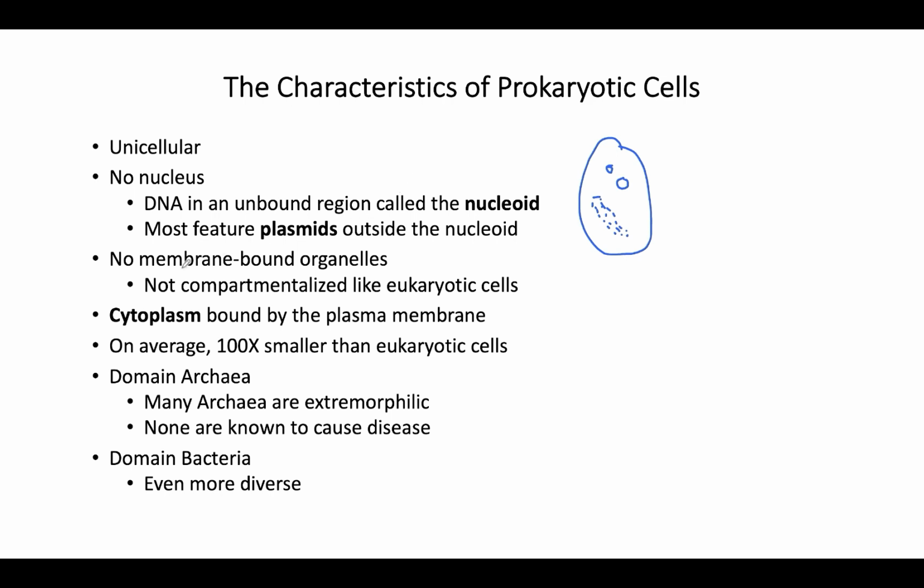Prokaryotes do not have membrane-bound organelles, no compartmentalization like eukaryotic cells. The cytoplasm is bound by the plasma membrane. So this outline is the plasma membrane, and inside is just all cytoplasm. There is no nucleus, so inside is just called cytoplasm. On average, prokaryotic cells are 100 times smaller than eukaryotic cells.